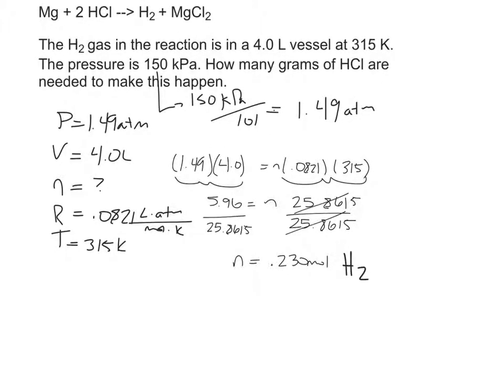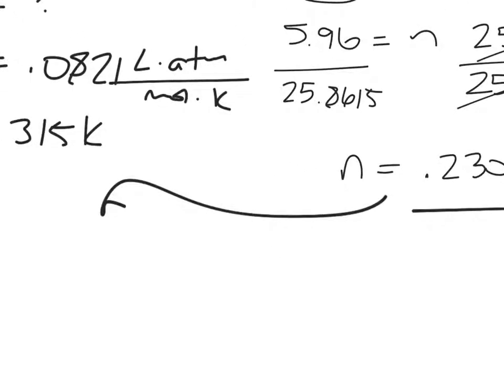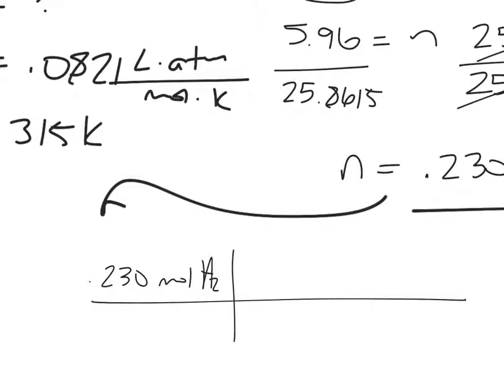So the next thing I'm going to do is actually do the stoichiometry, because I got to take that moles of H2 gas and solve for grams of HCl. So now I'm going to set up mole to mass stoichiometry. I'm going to take this number and I'm going to start using 0.230 moles of H2. And I'm going to do the mole to mole ratio. Mole of H2 on the bottom, moles of HCl on top.